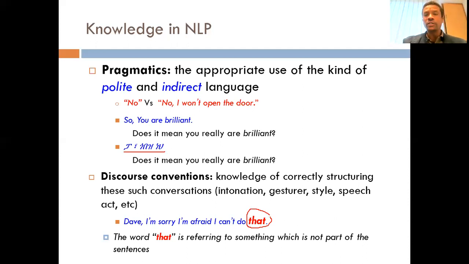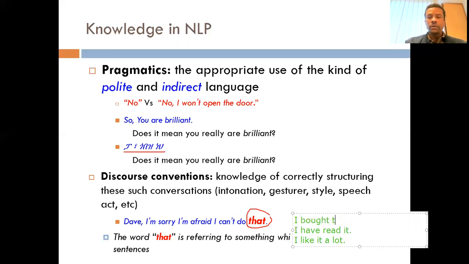What if you have a sentence of such a form, okay? What if I say, "I like it a lot." What if you have this sentence? What do I like a lot? What if you have this one? "I have read it. I like it a lot." Still, the word "it" is not resolved, right? Okay. But what if I say, "I bought the book by Abebe"?